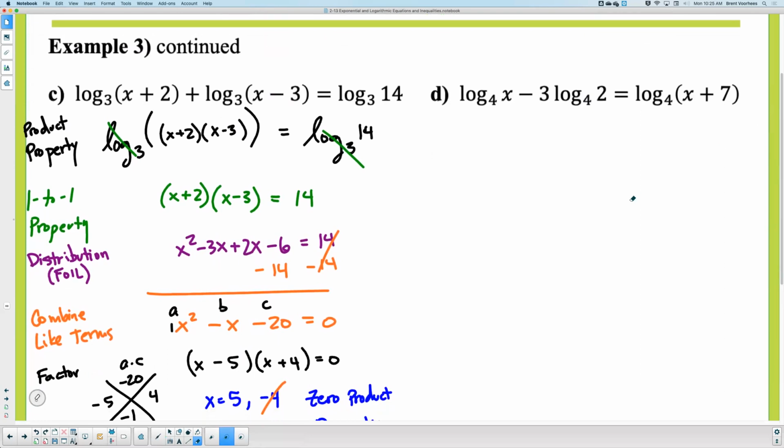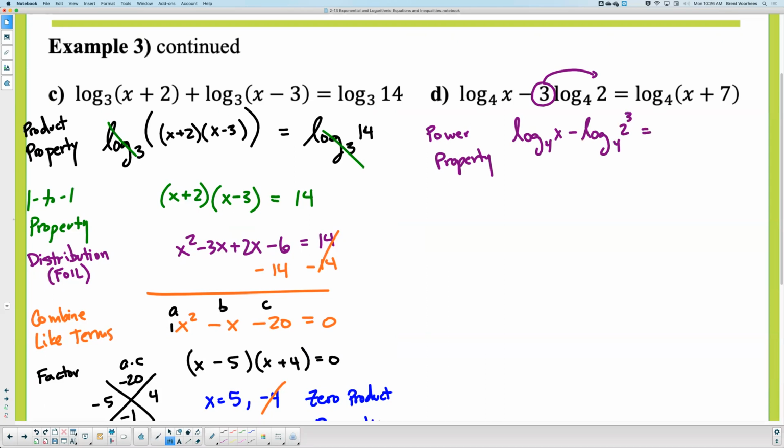All right, let's do it one more time. Here we go. This time, can I just combine these two logs right away together? No, why not? What can I do with the coefficient of 3? I can make it a power according to which property? Power property. According to the power property, I can say that this is log base 4 of x minus log base 4 of 2 cubed, which equals log base 4 of x plus 7.